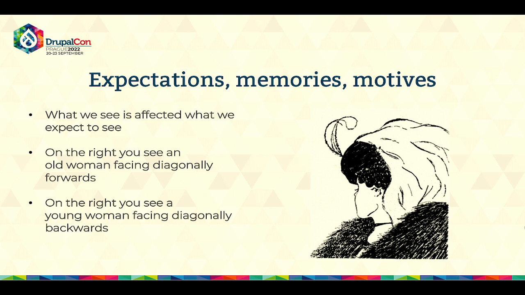But if you are expecting to see what is called in the literature a young woman, you can see a person with dark hair, with the eyelashes showing a little bit, looking backwards. So you can look at this in two different ways. It's called young woman and old woman in the literature, but that's not always the best way to describe a person.